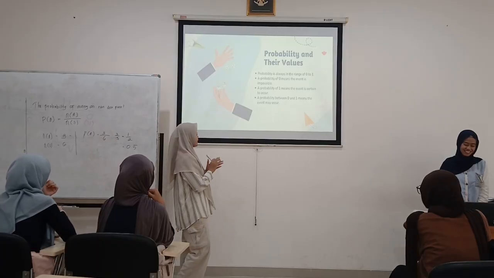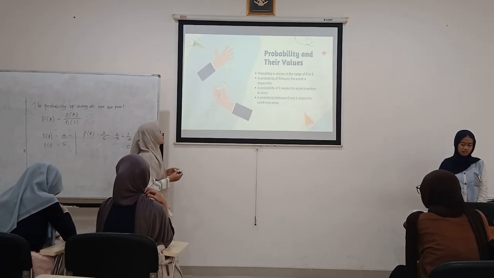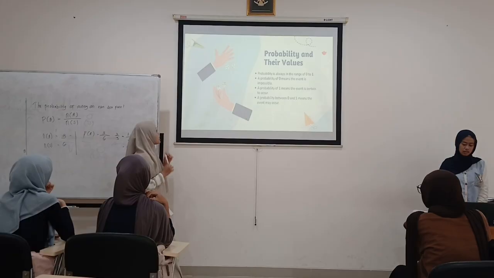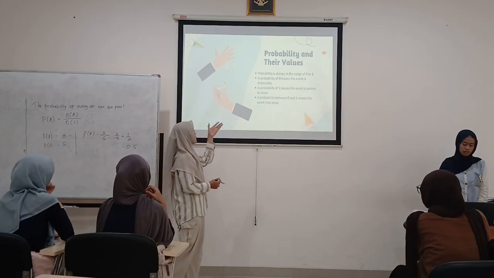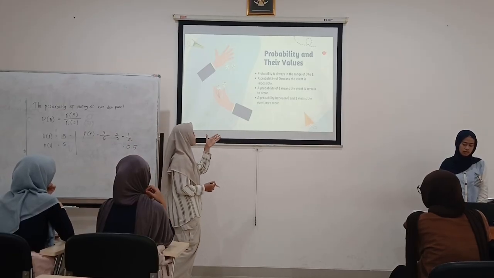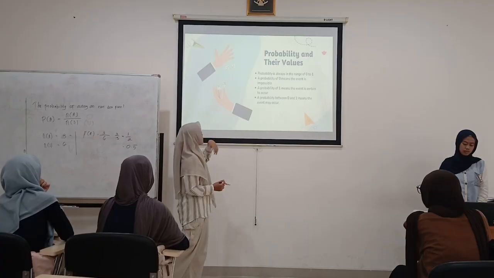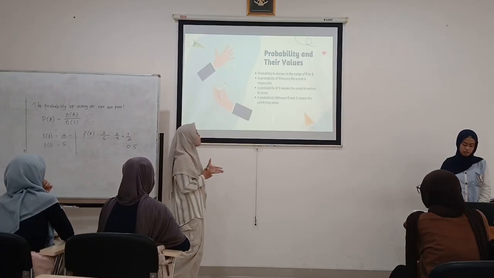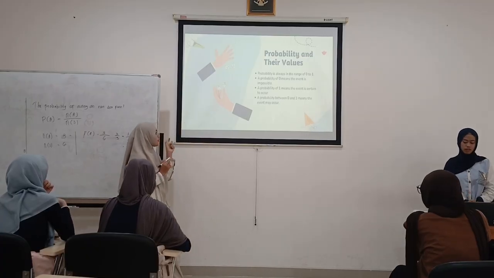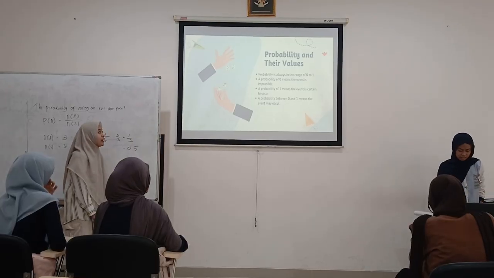Second, a probability of 0 means the event is impossible. A probability of 1 means the event is certain to occur. And next, a probability between 0 and 1 means the event might occur. Okay, next.